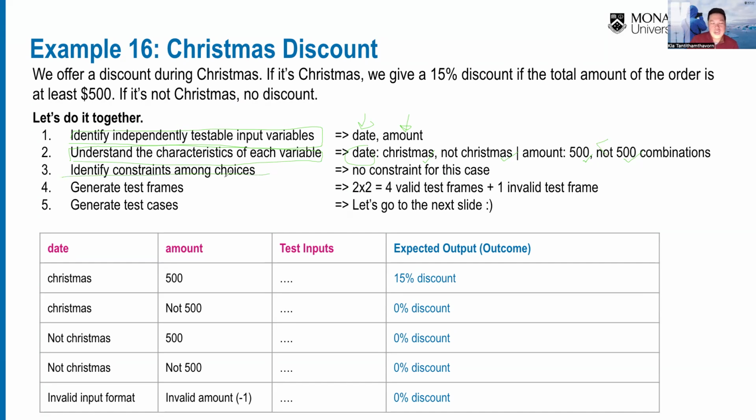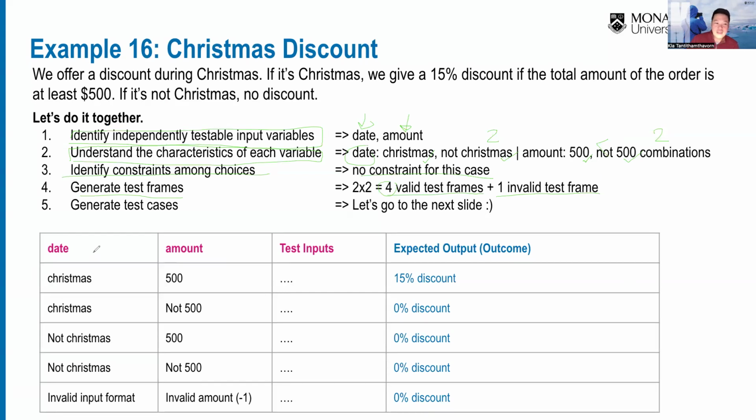Identify the constraint, all right? Identify the constraint among the choices. No constraint for this case, okay, which is good. Let's generate a test frame because the date has two options, amount has two options, two potential scenarios. So in total, we can generate four valid test scenarios and another one invalid test scenario. All right. So in total, you got five.